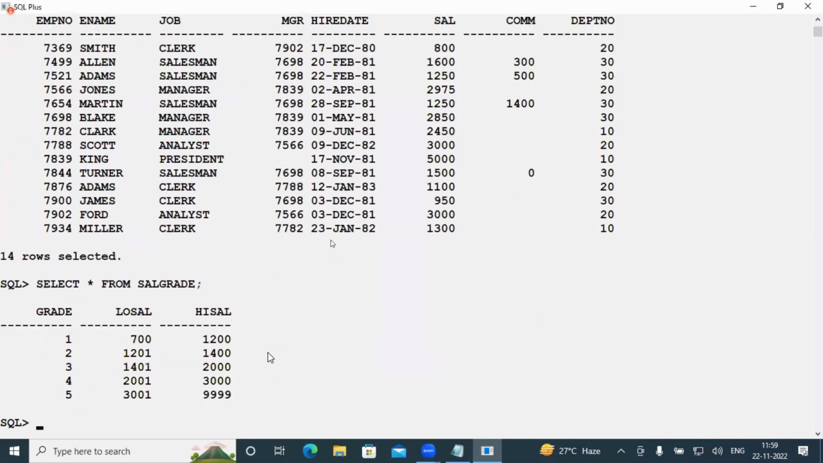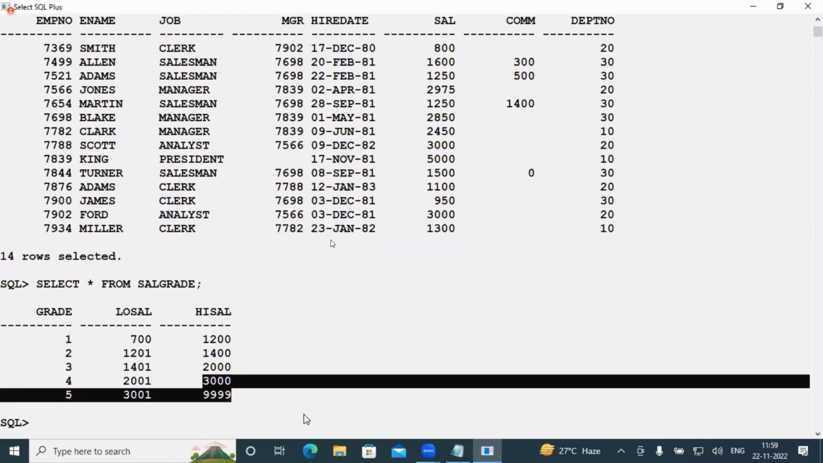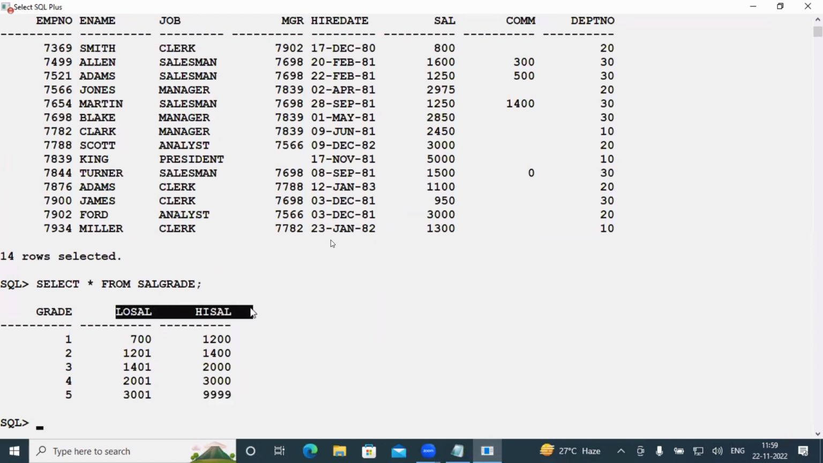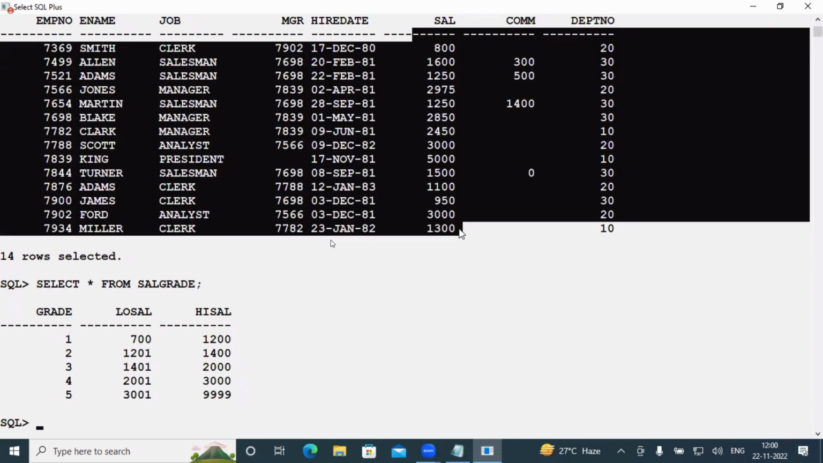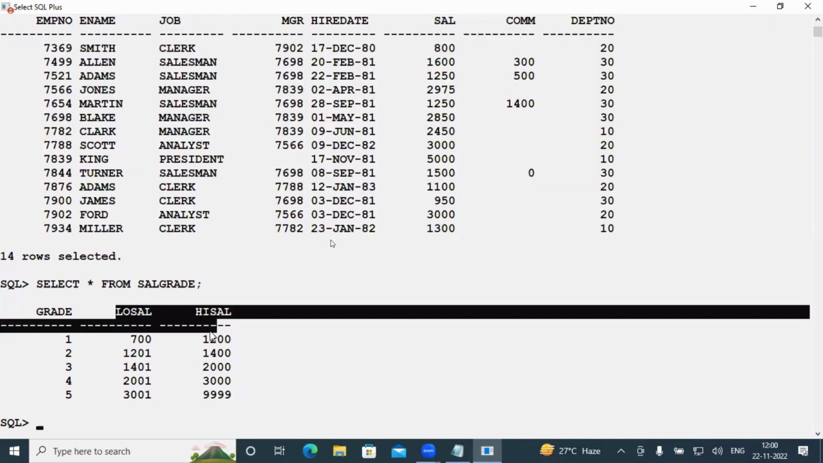The other table is the sal grade. In the sal grade, you can see I have two columns here, a low salary column and a high salary column. Low salaries are 7, 12, 14, 2, 3. High salaries are 12, 14, 2000, 3000, 9. These are low salary and high salary. So out of 14 employees, how many employees' salaries come between low and high salary?